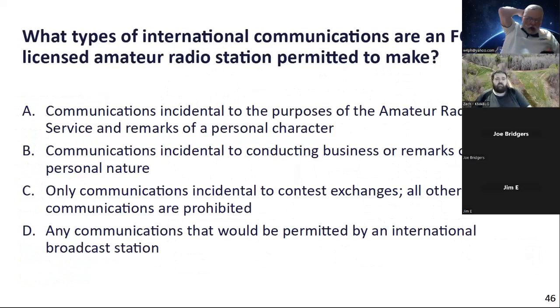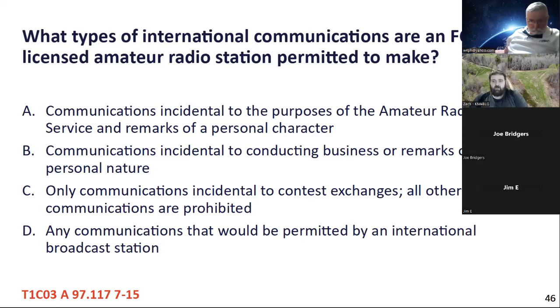Practice questions. What types of international communications are an FCC licensed amateur station permitted to make? Anyone? All right. The answer there is A. Just like with the rest of amateur radio, it's for personal use, not for commercial use. So the answer there is A, communications incidental to the purposes of the amateur radio service and remarks of a personal character.